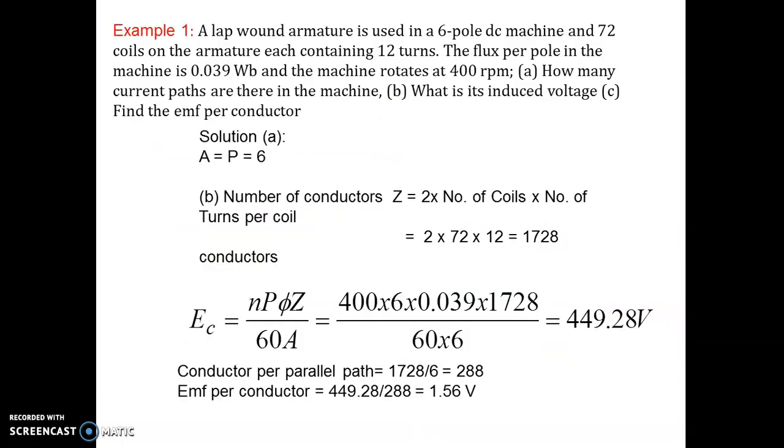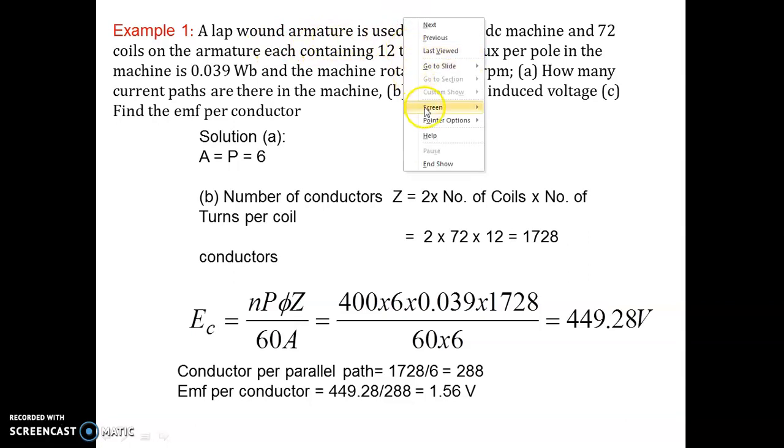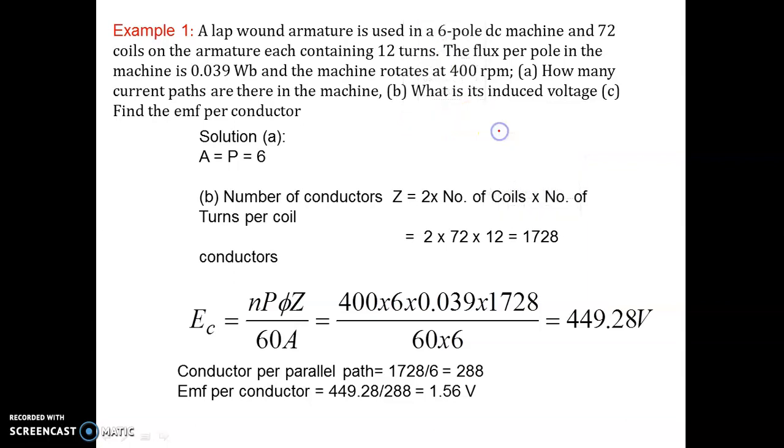So let us consider this example. A lap wound armature is used in a 6-pole DC machine with 72 coils on the armature, each containing 12 turns. The flux per pole in the machine is 0.039 Weber and the armature rotates at 400 RPM. How many current paths are there in the machine? What is the induced EMF? Find the EMF per conductor. So whatever I have discussed till now, everything is included in this question.